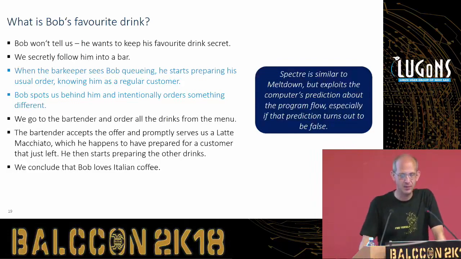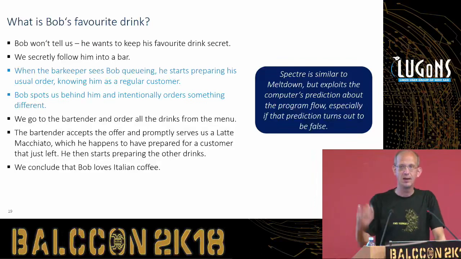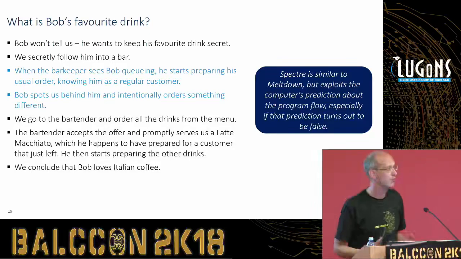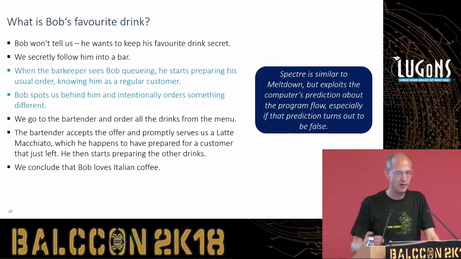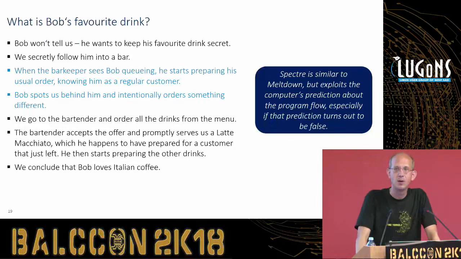Spectre is similar to Meltdown, but exploits the computer's prediction about the program flow, especially if that prediction turns out to be false. So the computer does, from training predictions, training is here the regular customer, predictions on what instruction to carry out next. And even if this turns out to be false in a specific case, we can use this to gain data or make the processor do things that are not intended to.